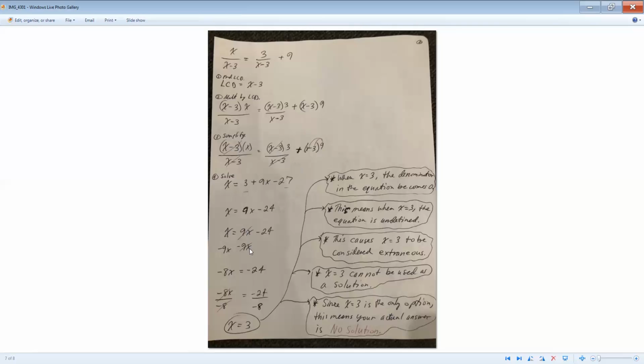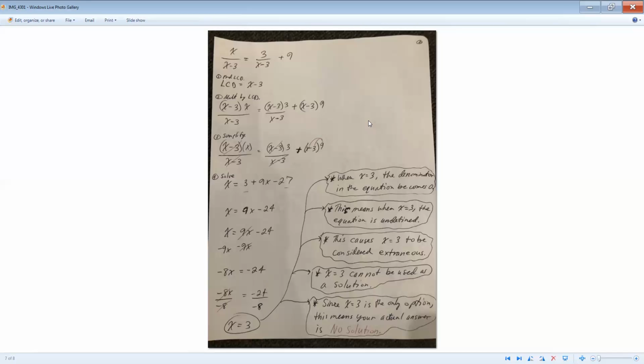Then we can subtract 9x from both sides. So that will be negative 8x equal to negative 24. Now finally dividing by negative 8, x is equal to 3. So don't forget, whenever you want to check your solutions to make sure it's actually a solution, you can always plug it back into your original equation.